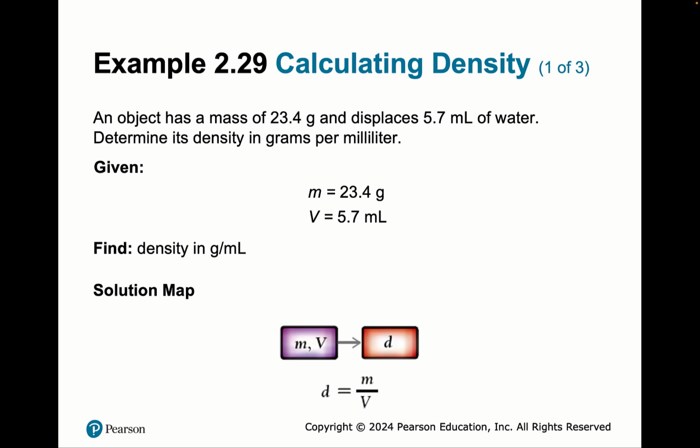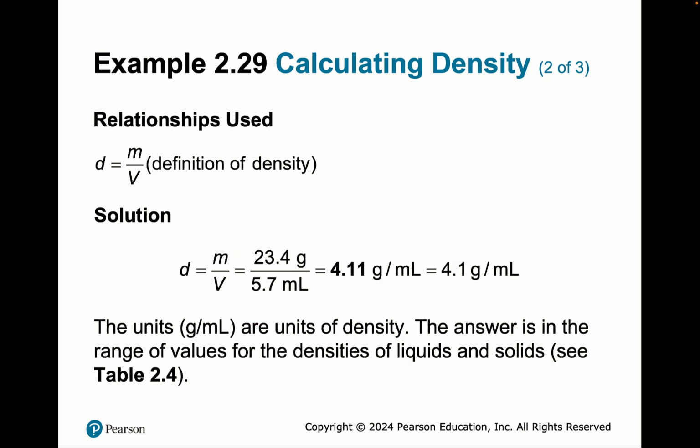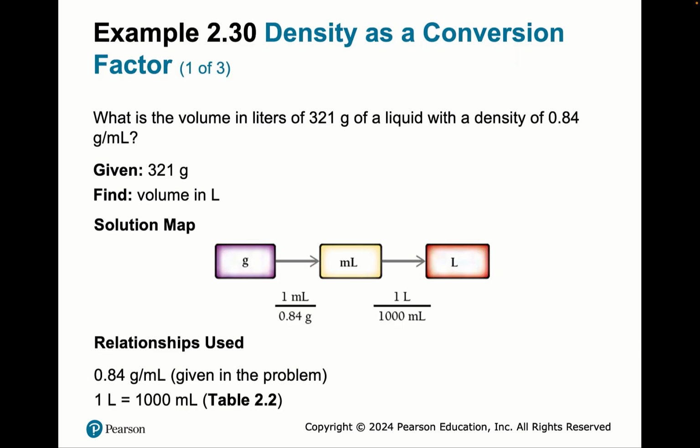So calculating density: a mass of 23.4 grams displaces 5.7 milliliters. Well, the density is in grams per milliliter, so you just have to take the 23.4 and divide it by 5.7. So this is one you can do straight shot, and then bring it to the right sig figs.